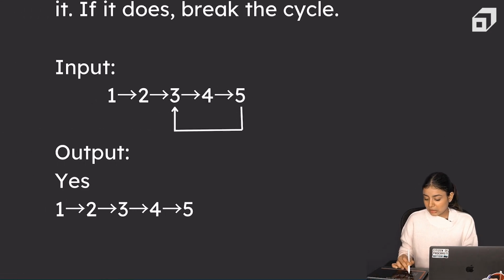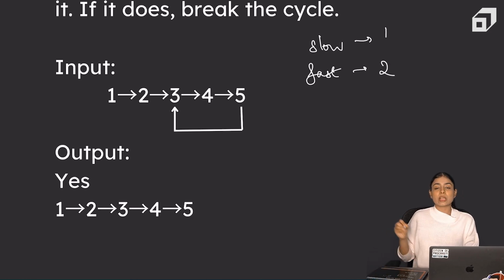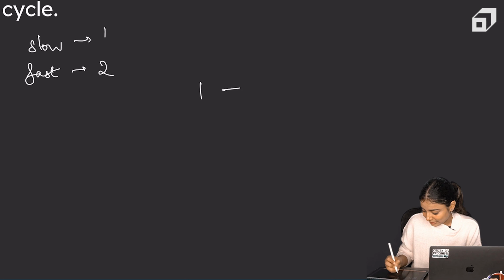Can I say, if I have 2 pointers that are traversing this list, one pointer is slow and another pointer is fast, where the slow pointer is moving by 1 node and the fast pointer is moving ahead by 2 nodes, then if this linked list has a cycle, at some point these 2 pointers will meet each other, right? And we can also validate that.